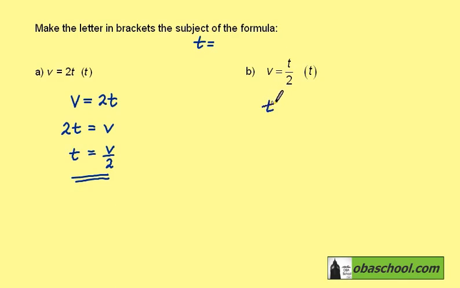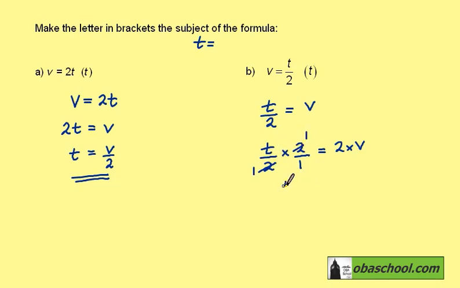We now have v equals t divided by 2, and we want to make t the subject of this formula. We can rewrite this as t over 2 is equal to v. Note the 2 is dividing the t. The opposite is to multiply, so multiply both sides by 2. We have to do the same to both sides. We could write the 2 on this side as 2 over 1, and then we have 2 times v. 2 goes into 2 once, so we've cancelled down.